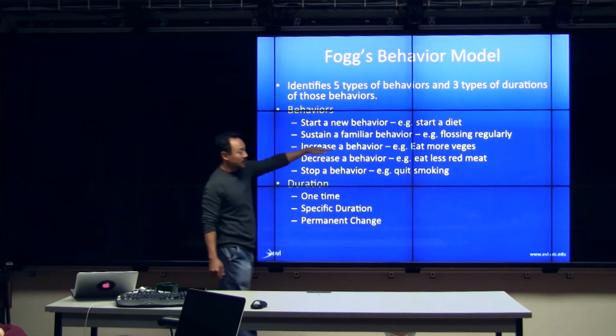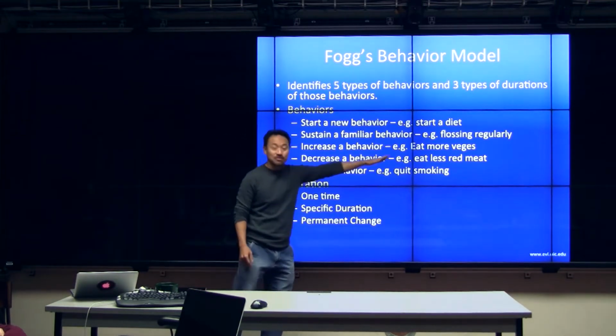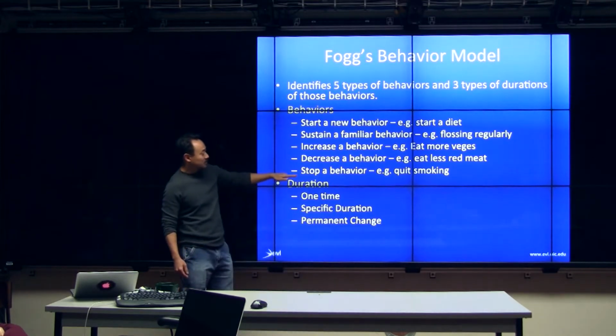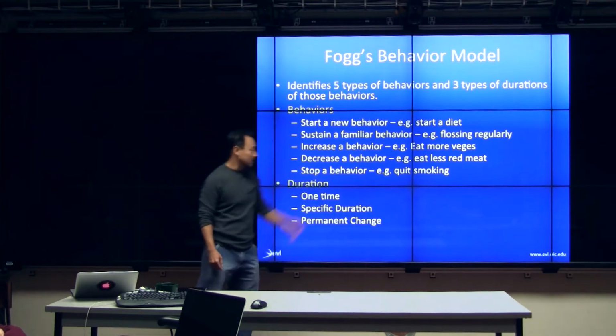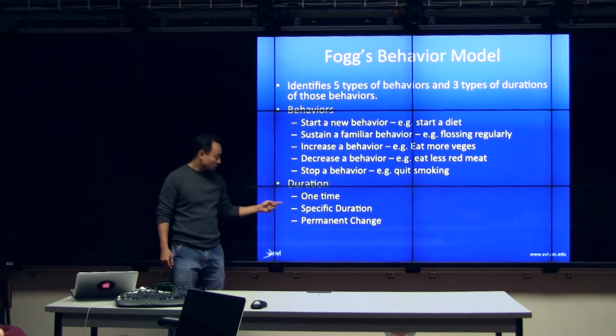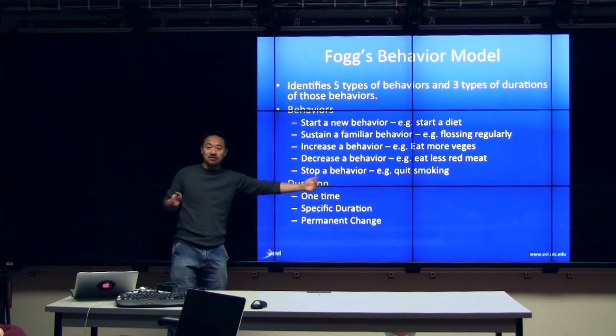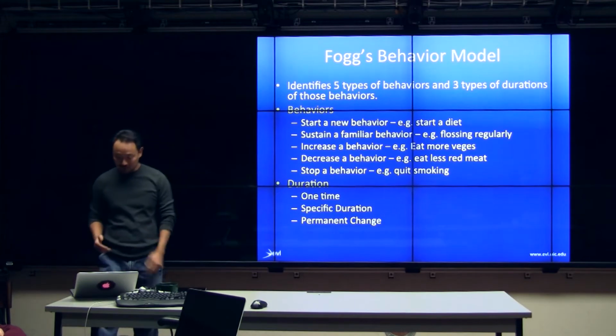You want to increase a behavior, like eat more veggies, or you want to decrease a behavior, like eat less red meat. You want to stop a behavior, like quit smoking. And there are different durations. Maybe you only want to do certain things just this once, or for a specific duration, or a permanent change. So that's how he classifies those behaviors.